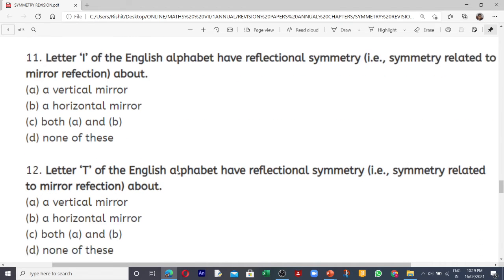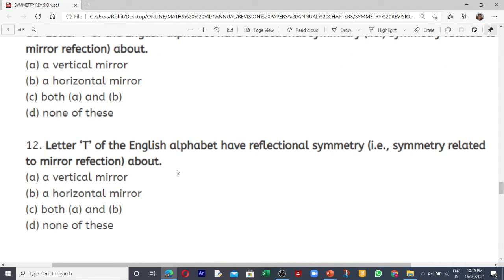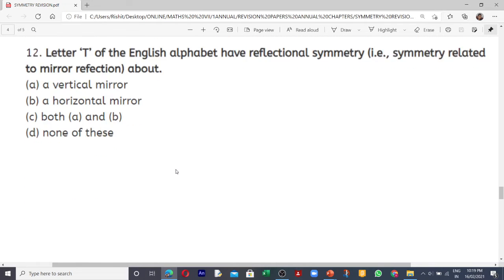Next, letter T of the English alphabet has reflection symmetry. Okay, so which type of reflection mirror symmetry is it, children? Symmetry related to mirror reflection is called reflection symmetry. So will it be vertical or horizontal or both or none of these? This you have to specify. Now let's see the next.